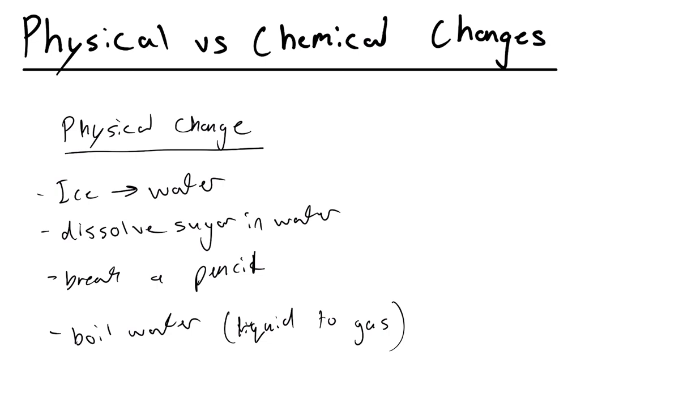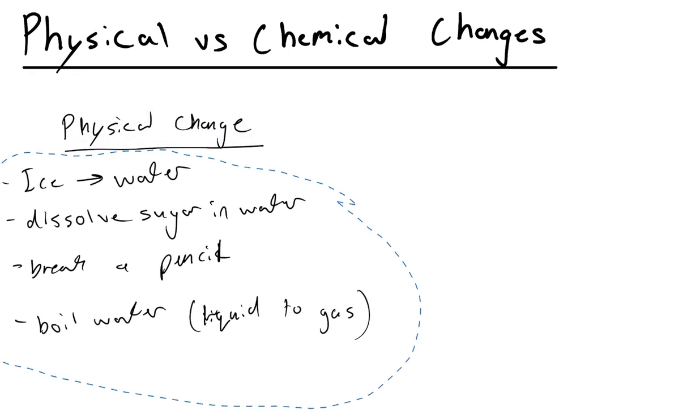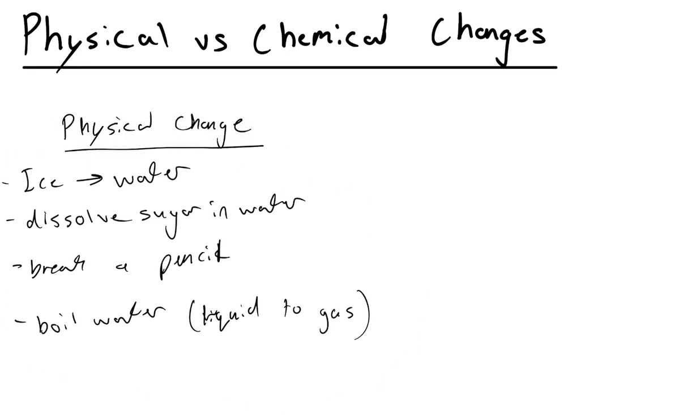And now, let's go over what a chemical change is. Let's just move this off to the side. So a chemical change, on the other hand, creates a new substance. The original material undergoes a chemical reaction. So an example of this could be if we burn wood.